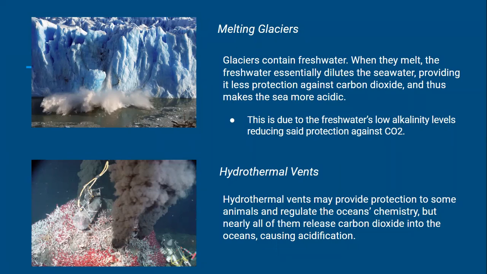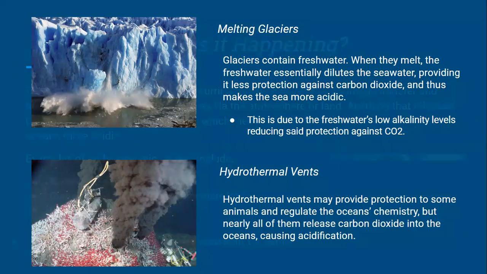Hydrothermal events are also a very interesting case of ocean acidification occurring. Hydrothermal vents can provide some protection to animals, such as tube worms, or can even help regulate the chemistry of the ocean, making the deeper waters a bit more habitable for some creatures to live in. At the same time, these vents release some carbon dioxide due to them essentially being volcanic fields of activity sprouting out smoke from the ground. And as carbon dioxide releases out of the vents, it also causes acidification.